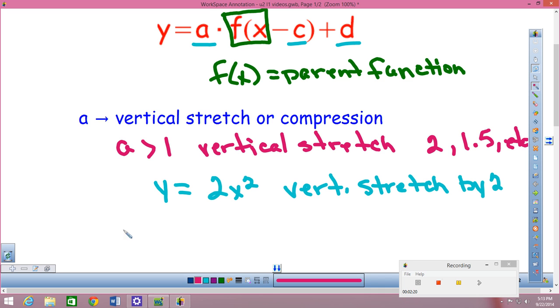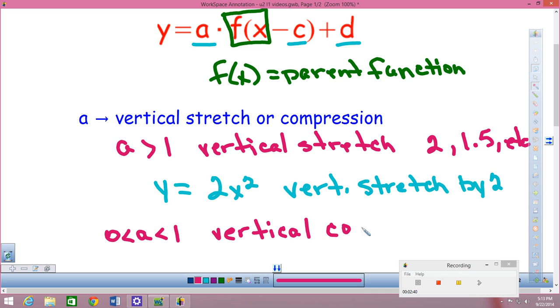If a is between 0 and 1, we're only discussing positive numbers right now, okay? If a is between 0 and 1, then we have a vertical compression. Once again, think about that piece of gum, and if you press it back down together, then it becomes flatter and wider, shorter and wider. Okay, so that's a compression. An example of that could be 1/2 or 0.7. Those would result in a vertical compression.